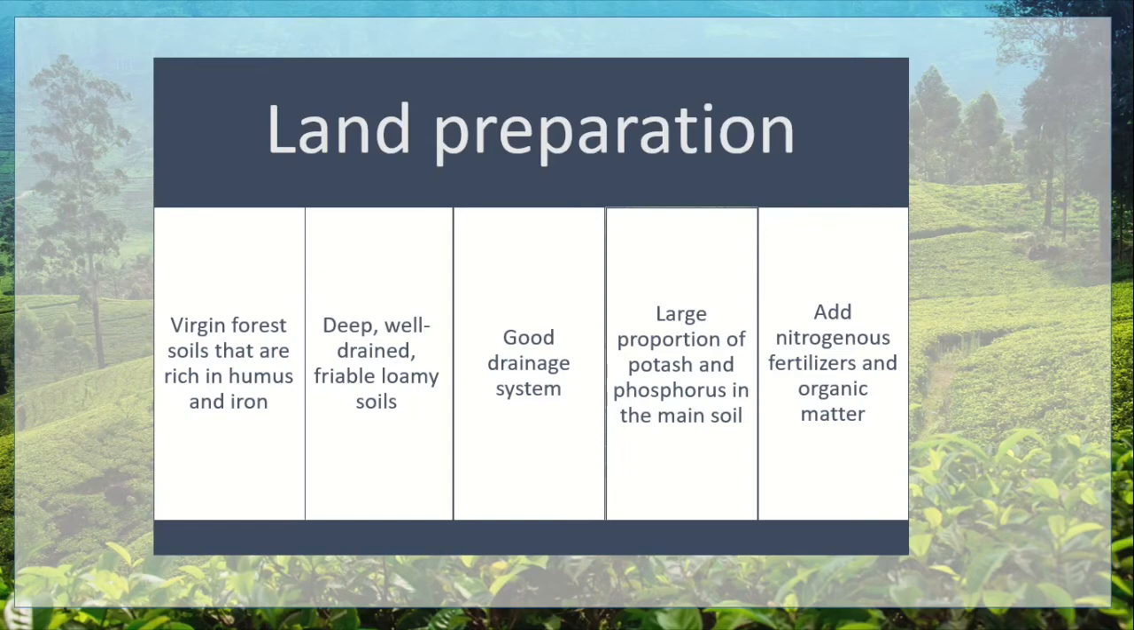The land preparation of tea plantation. First, we will choose virgin forest soils that are rich in humus and iron. Deep, well-drained, friable, loamy soils. Make sure to have a good drainage system. A large proportion of potash and phosphorus in the main soil. Finally, add nitrogenous fertilizers and organic matter.